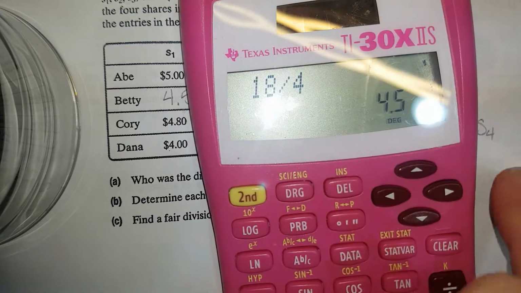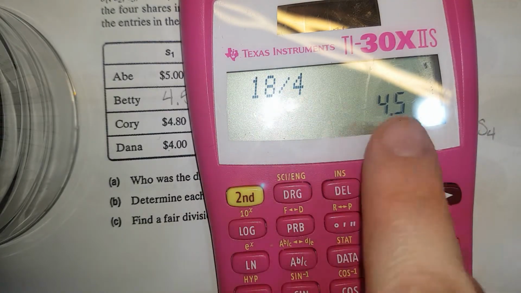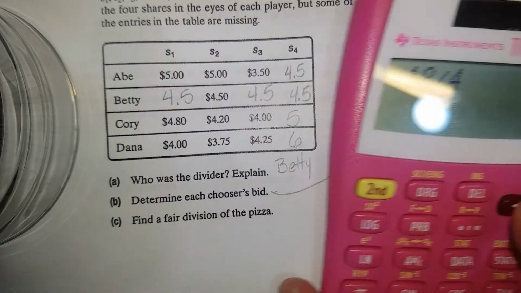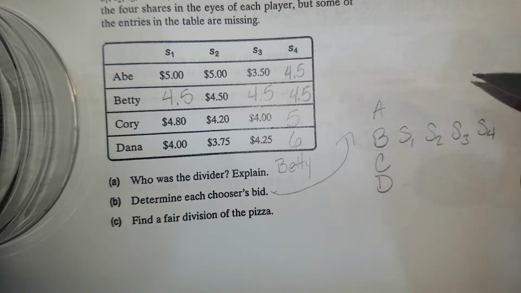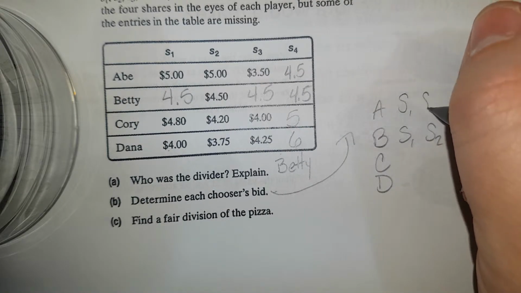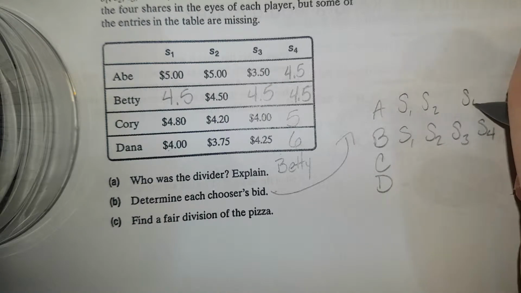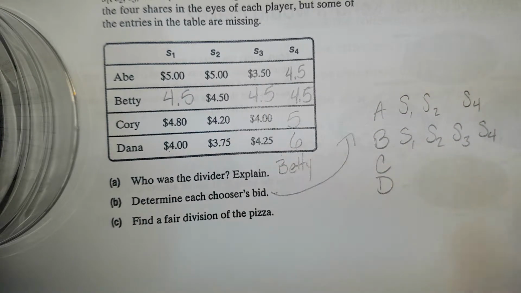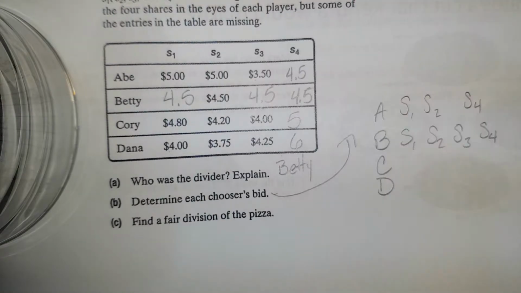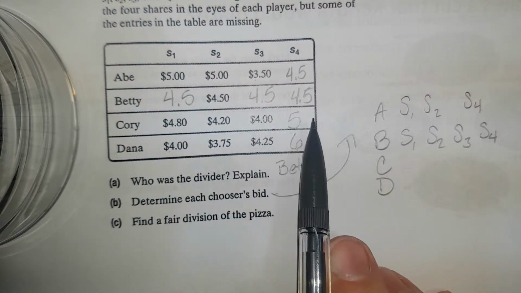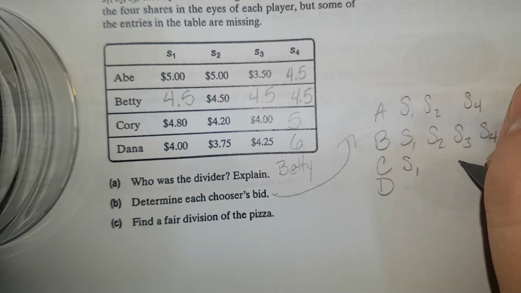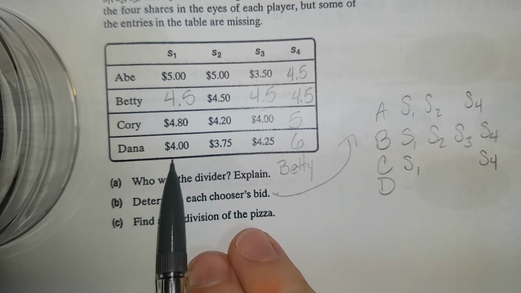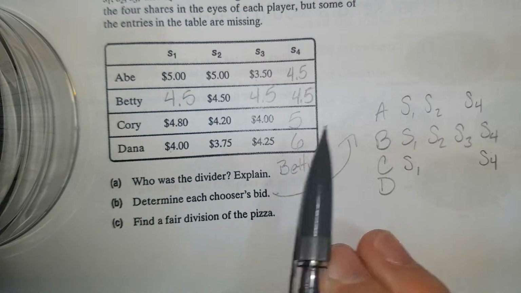Now, the pizza was worth 18. There are 4 people, so that means 4.5 is a fair share. So, in this case, Abe is okay with piece 1, piece 2, and piece 4, but not piece 3 because that was less than the 4.5. Alright, Corey, 4.5 or higher is going to be S1 and S4. Dana, 4.5 or higher is going to be only S4.